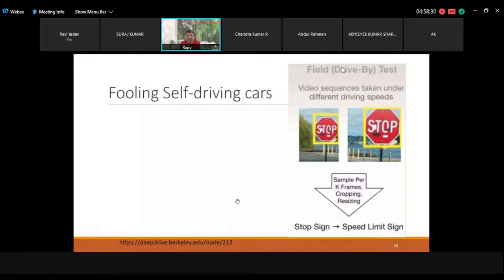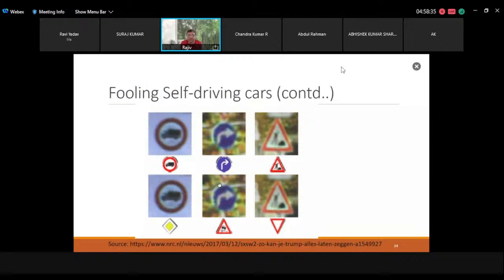There are some more examples. Due to fog, it can be blurry. So this is a truck sign, which is recognized as this. This is a right turn sign, but because of the visibility, it is recognized as slippery road. This is work ahead. It is recognized as this. I don't remember, I think it's parking or something, but it is very easy to fool the self-driving cars by changing the resolution of the images.